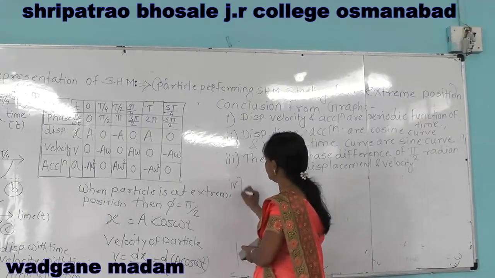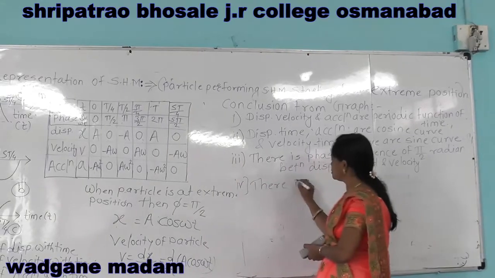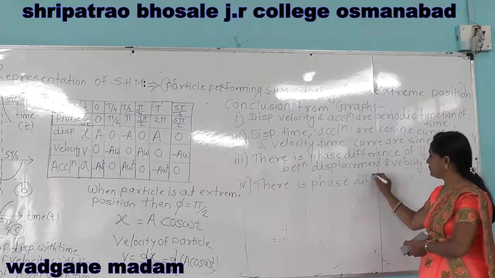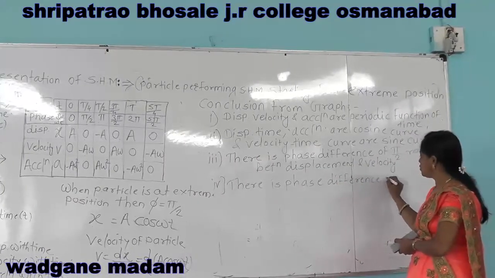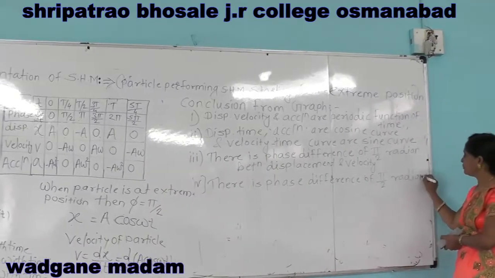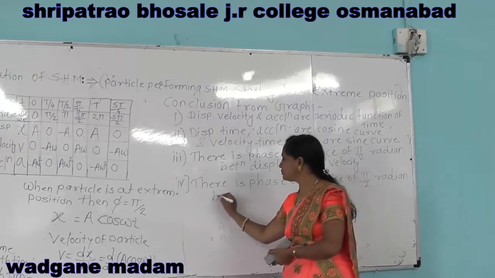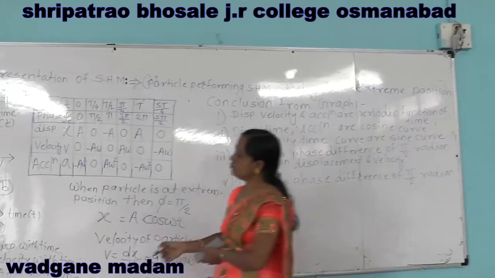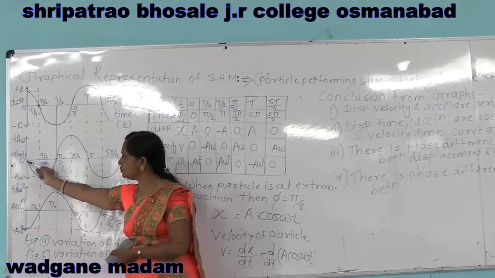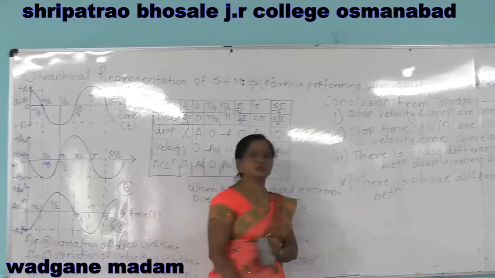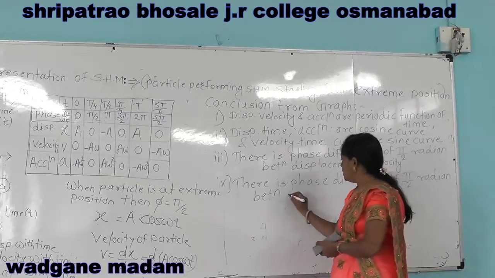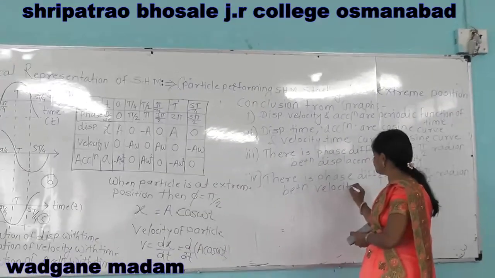Also, there is a phase difference of pi by 2 radian between velocity and acceleration. It starts from mean position and it starts from extreme position. Therefore there is a phase difference of pi by 2 between velocity and acceleration.